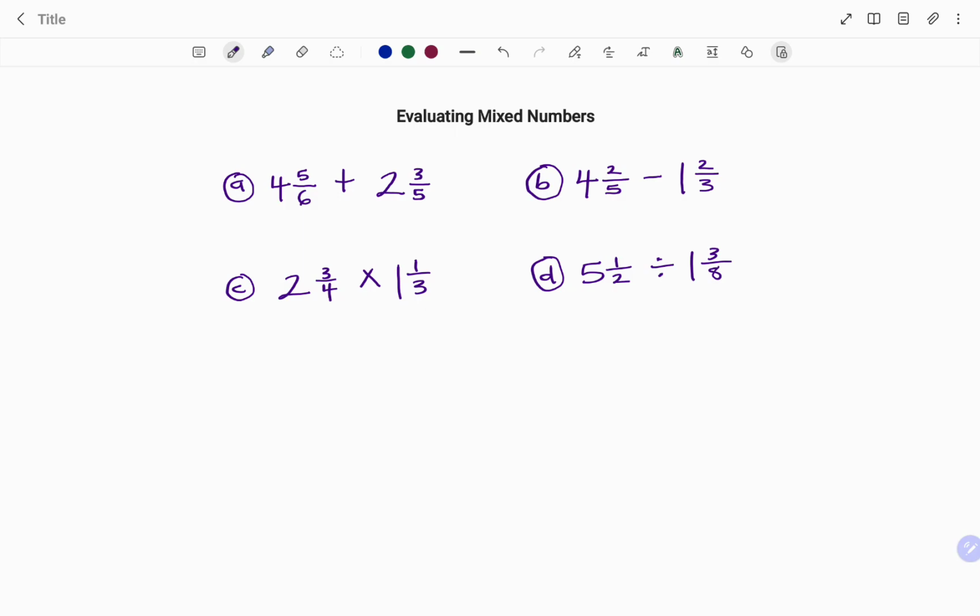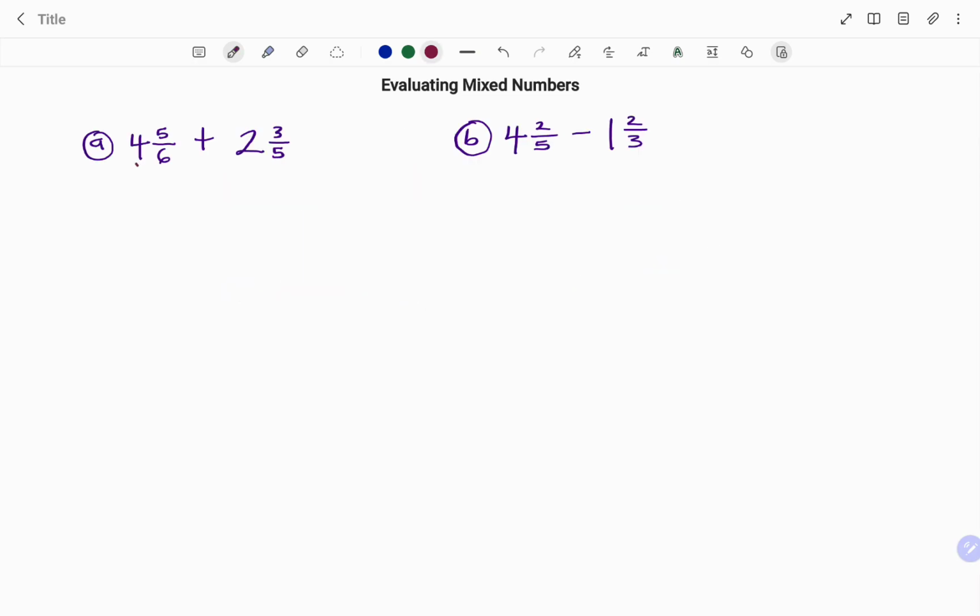To change a mixed number to an improper fraction, going counterclockwise, I'm going to multiply and add. I'm going to do the same for the second one. First of all, multiply my whole number and my denominator, whatever I get, I'm going to add to my numerator.